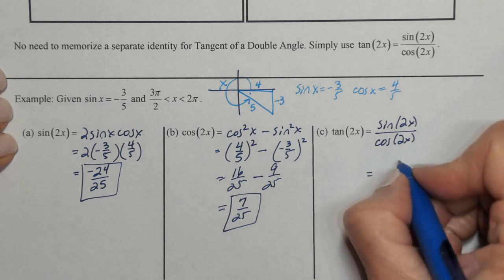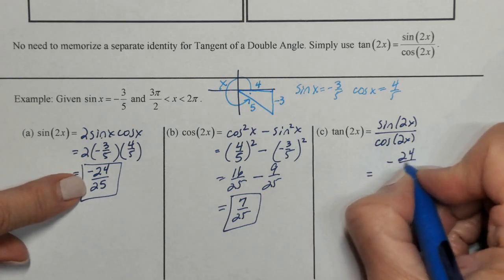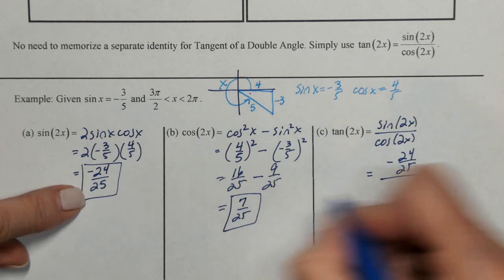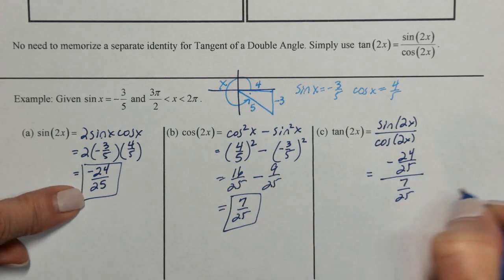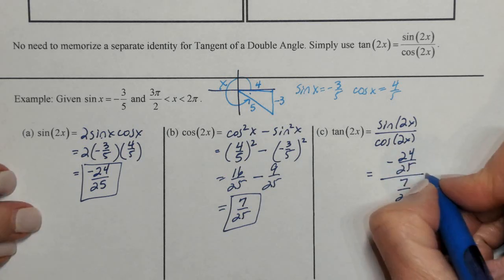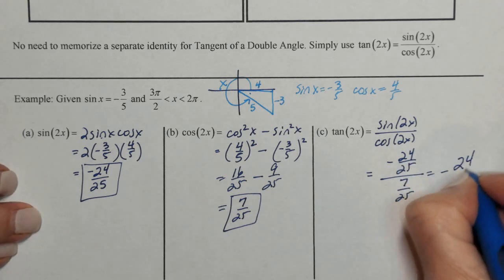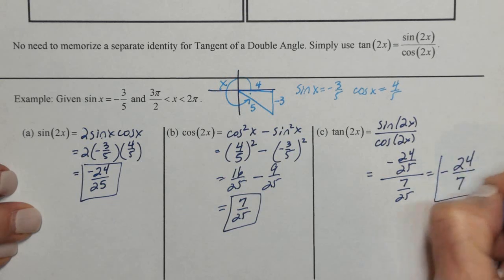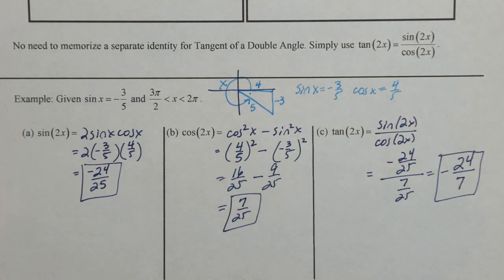So tangent of 2x is sine of 2x divided by cosine of 2x. So that will be negative 24 over 25 divided by 7 over 25. They have a common denominator of 25. I multiply top and bottom by 25, and that's when I get negative 24 over 7. And it doesn't get any harder than that for double angle identities.